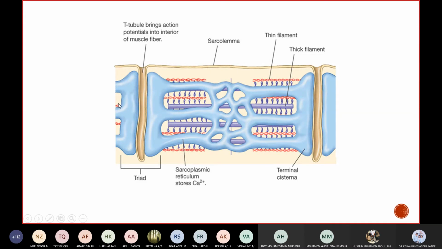If it's just here, it takes time for the impulse to go through the many layers, right? That's why the function of the T tubule is to bring the action potential to all cells as quickly as possible, for contraction to happen simultaneously. And this is the T tubule's function. That's why it's called a T tubule. It looks like a T-shaped structure.